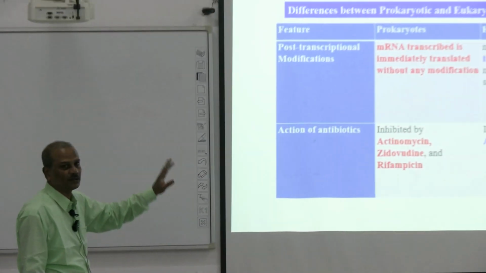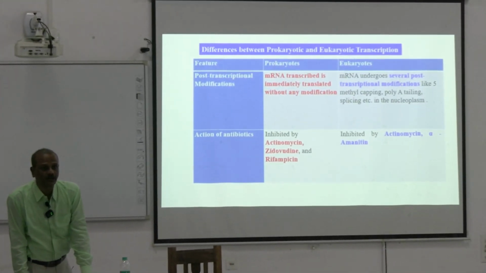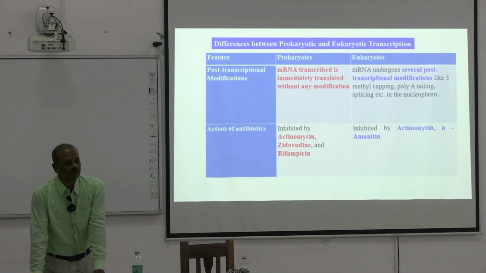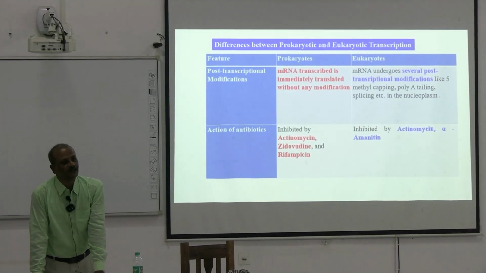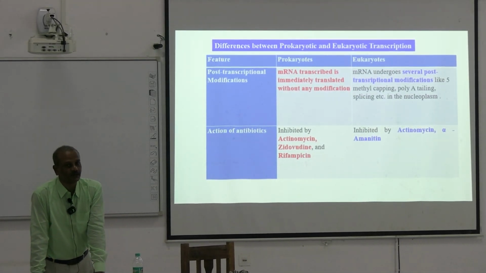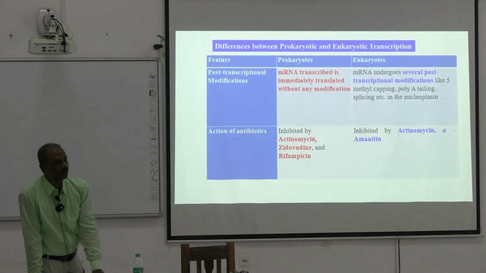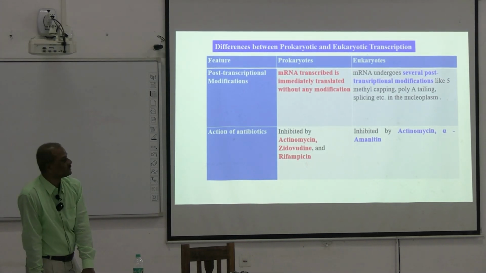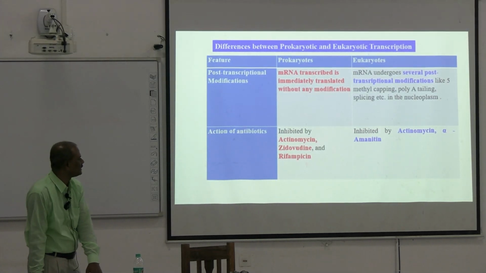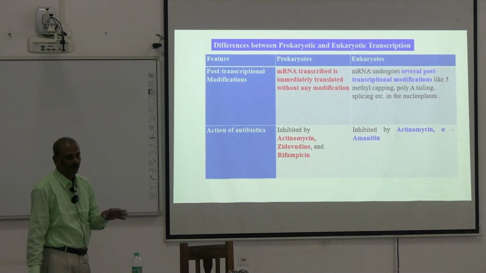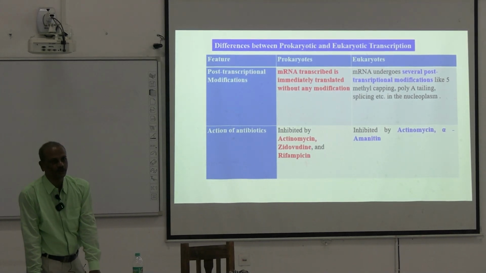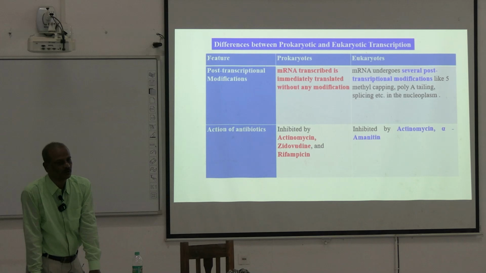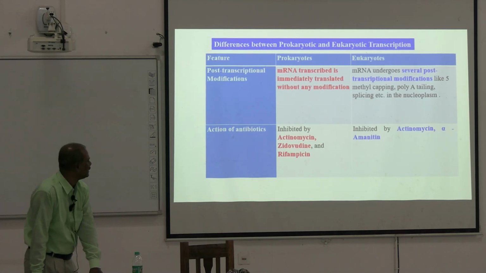Post-transcriptional modification doesn't occur at all in prokaryotes, because the RNA is synthesized and immediately protein synthesis starts. But in eukaryotes it is not so. There are several post-transcriptional modifications like 5-methyl guanosine capping, polyadenylation, and splicing also, because introns are to be removed, otherwise non-coding regions cannot be included within the protein coding region.